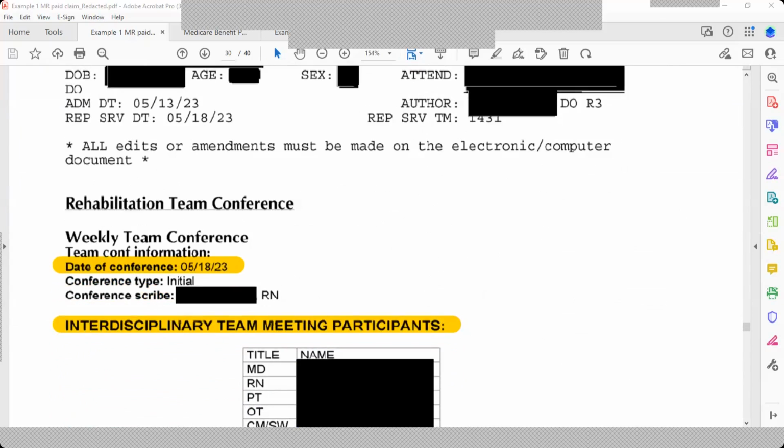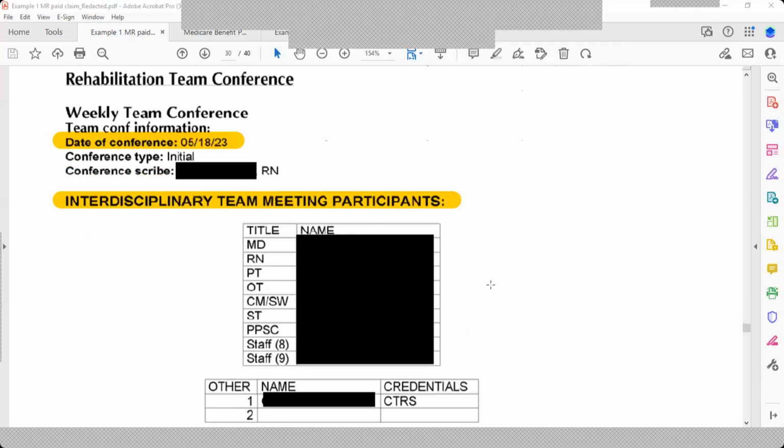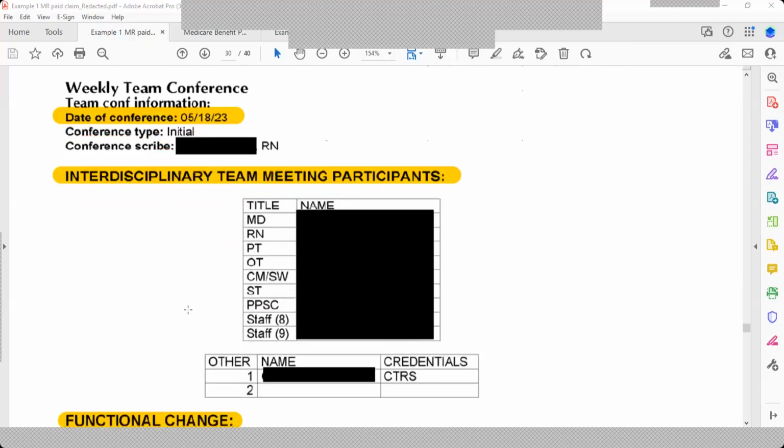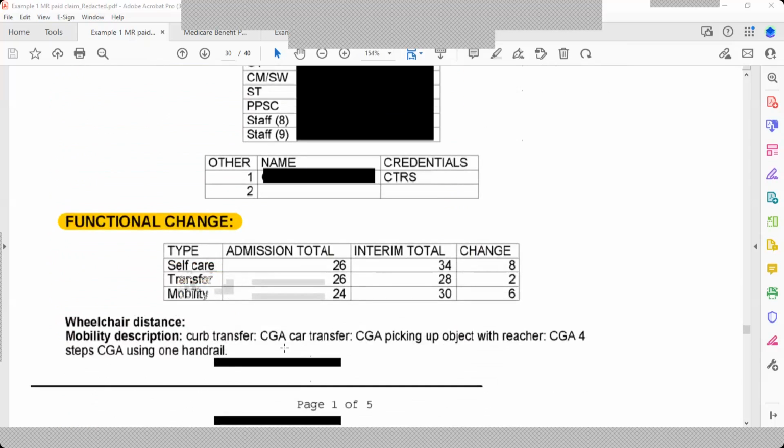Interdisciplinary team conferences were held on May 18th, 2023 and May 25th, 2023 for this patient. These meetings were held weekly per IRF requirements. Since both meeting notes use the same documentation format, we're going to only look at the interdisciplinary team note for May 18th. As we go through the documentation, we can see that there's a list of the meeting participants, as well as the documentation of the functional changes.